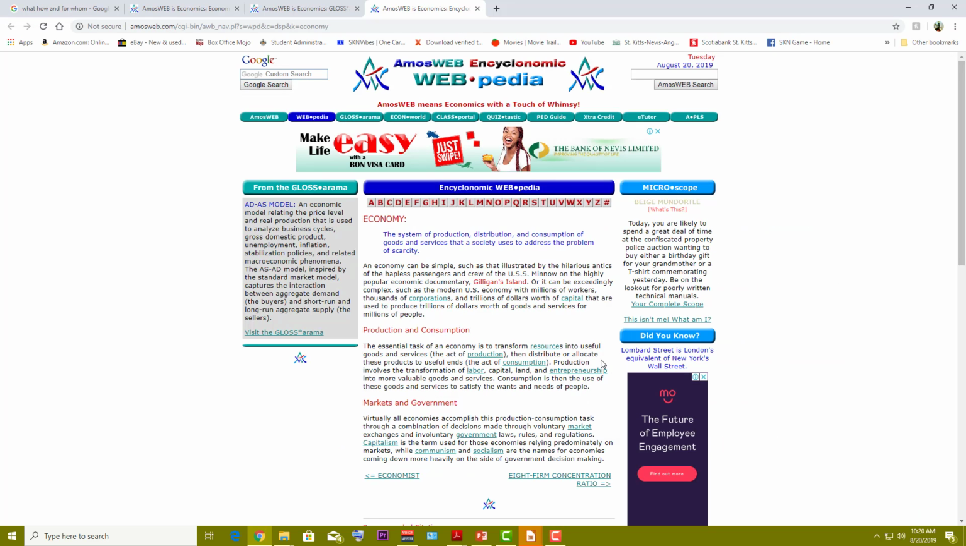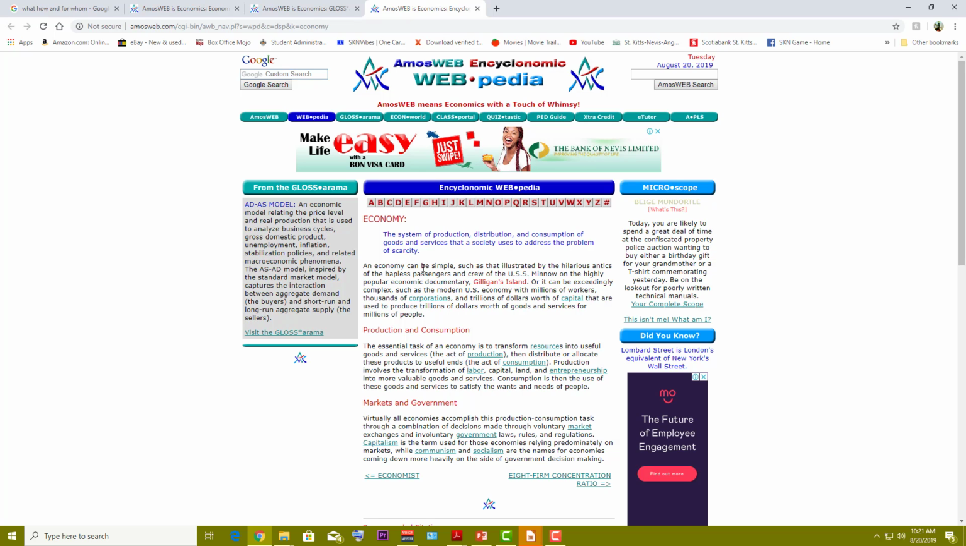So this website here is a really good aid for those who want to delve deeper into economics, and it outlines things in a clear and concise manner. All right, so we're looking at economy, and we have a simple working definition again. Like I said, it's a system and mechanism. For this definition, the economy is the system of production, distribution, and consumption of goods and services that a society uses to address the problem of scarcity.